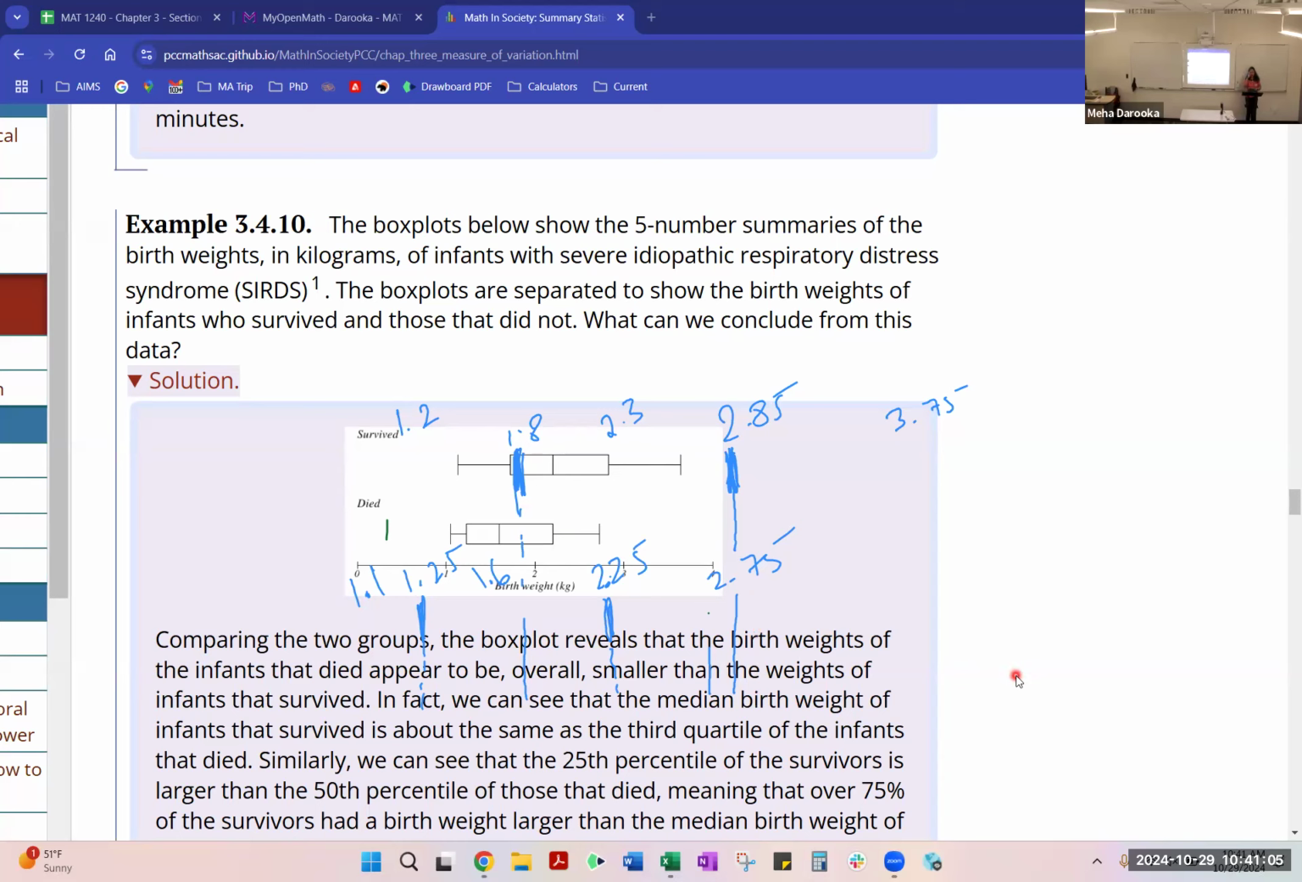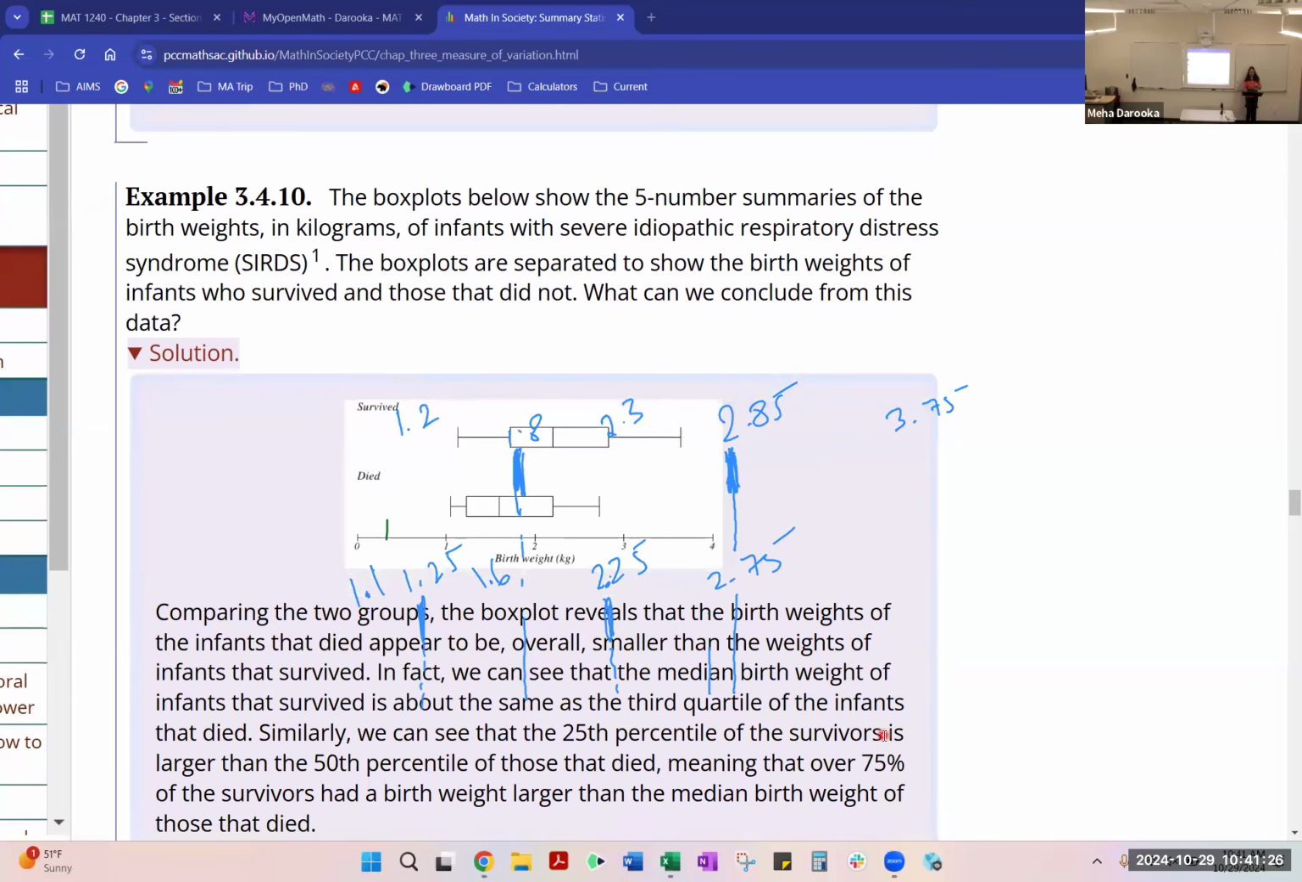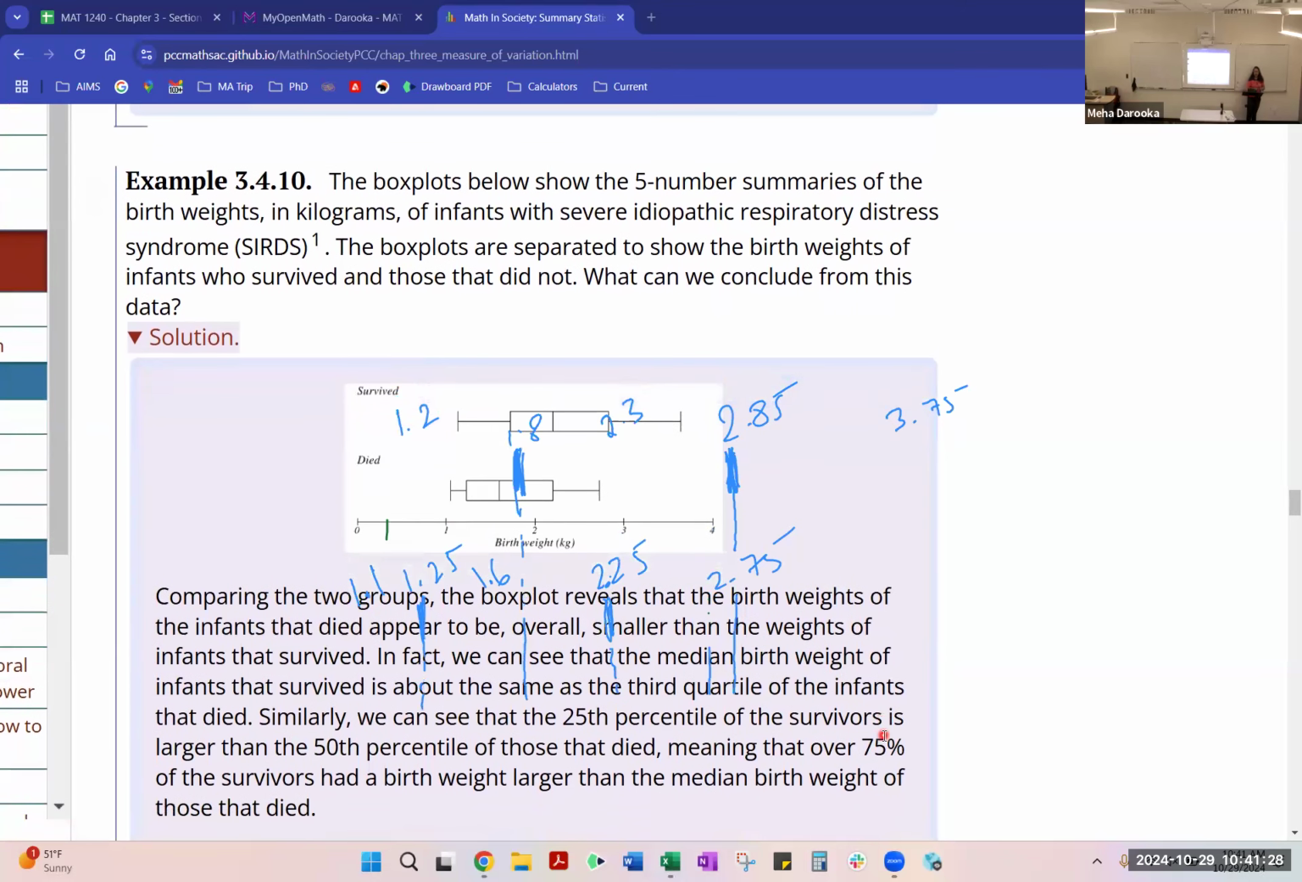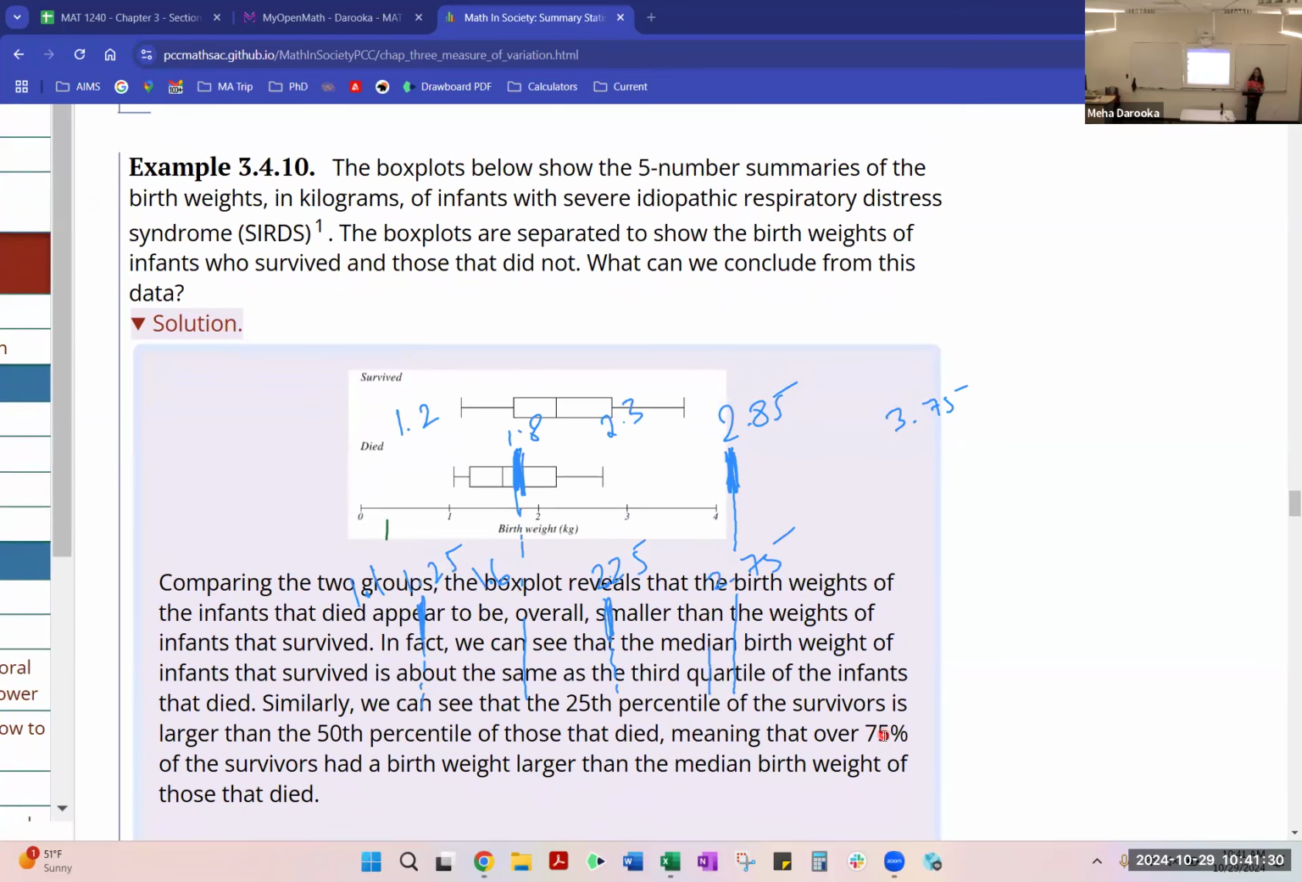Similarly, they are saying we can see that the 25th percentile of the survivors, which would be this value over here, kind of corresponds with the median, or the 50th percentile, for the birth weights of the infants that did not survive. So you can again see that over 75% of the survivors had a birth weight which is larger than the median birth weight for those infants that did not.